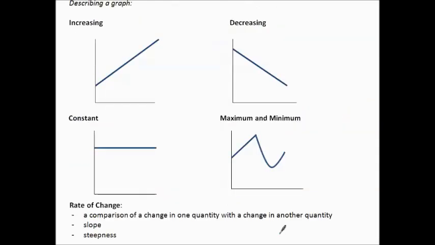Now we are going to take a look at describing a graph. When we describe a graph, we like to look at what's happening to the graph when we move from left to right. So our first type is increasing. For an increasing graph, when I move from left to right, my graph is going up. That is my increasing graph.